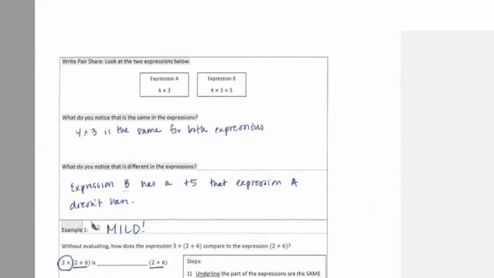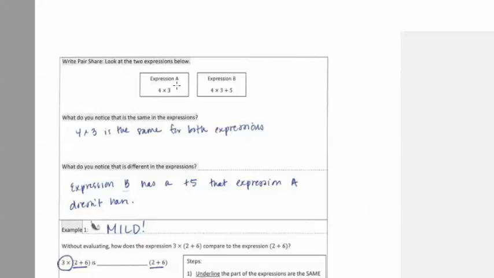We're going to start by just looking at these two expressions, expression A and expression B. This is a write pair share. What do you notice that's the same? And what do you notice that's different? So what's the same is 4 times 3. Great. And what's different is that this second expression has a plus 5. Great. So that's what we're going to be doing today, is looking at these two expressions and comparing them.